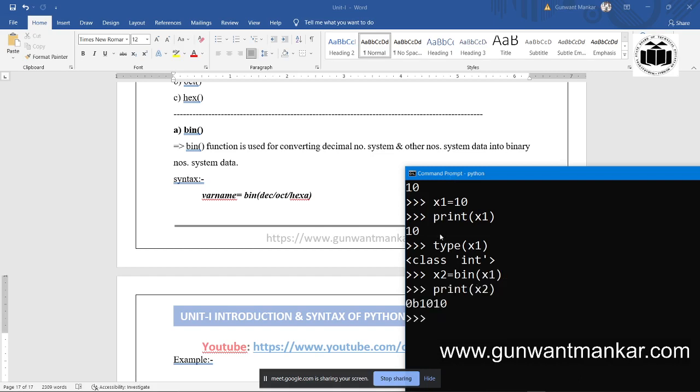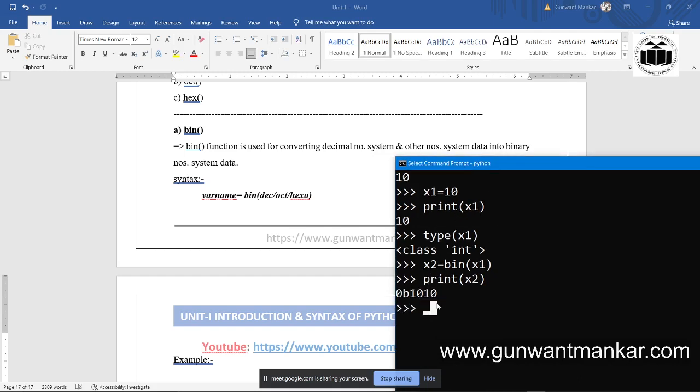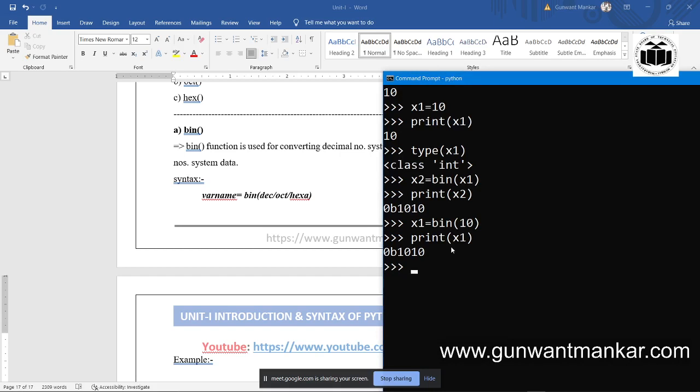What is the value? 1010. So it is converted to binary or not? 10 got converted into binary, yes. Directly, you can write x1 is equal to bin of 10. I want to convert the 10 value into binary. So print x1. Is that converted into binary or not? 1010 is the binary of 10.